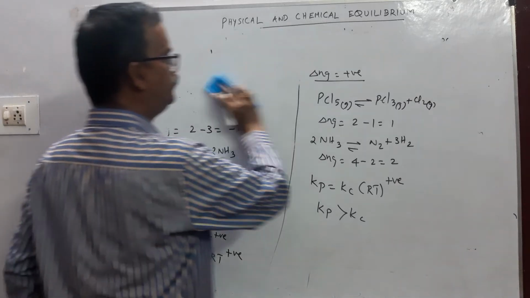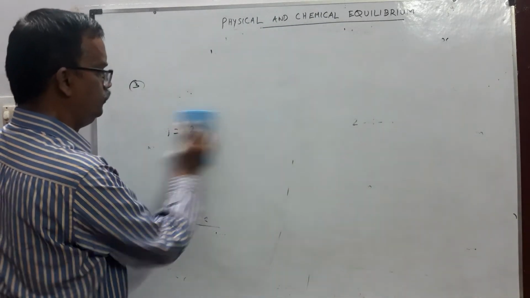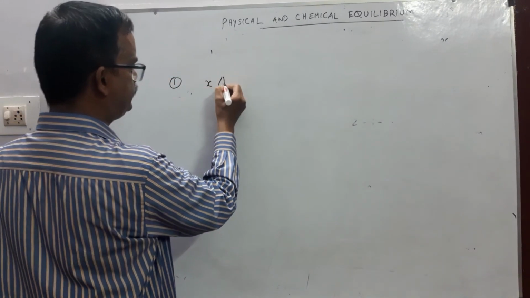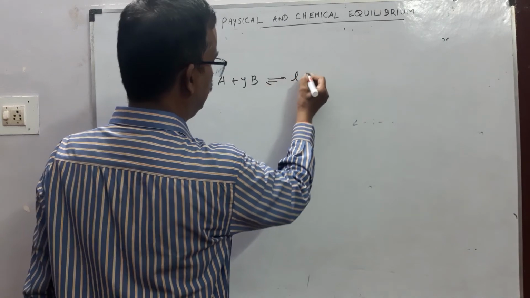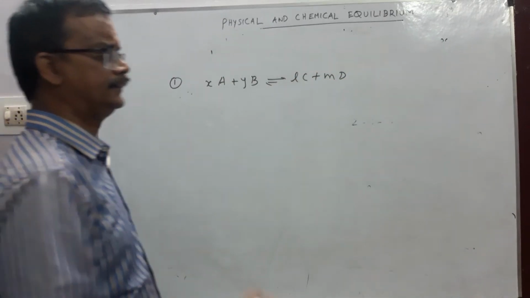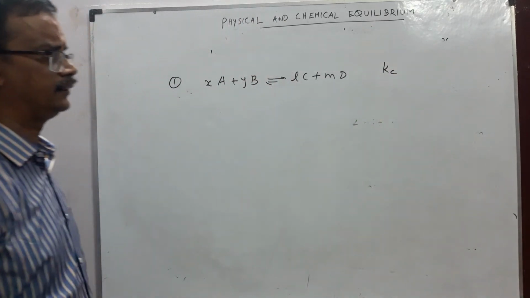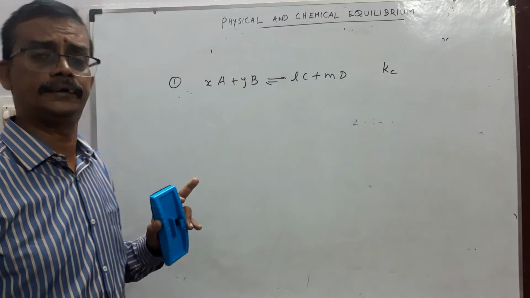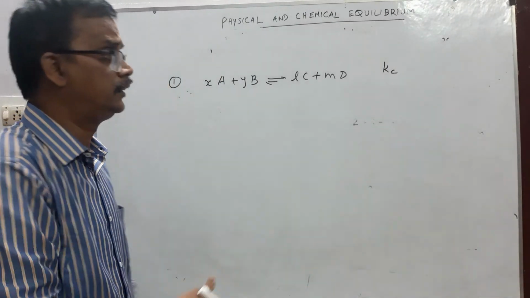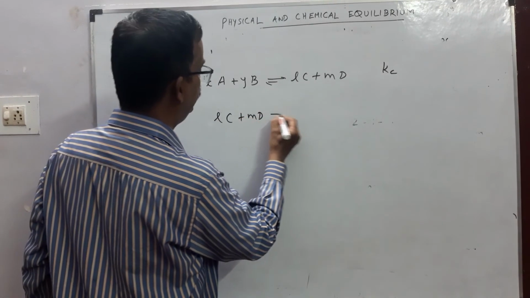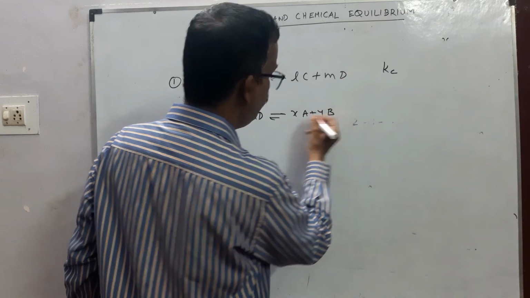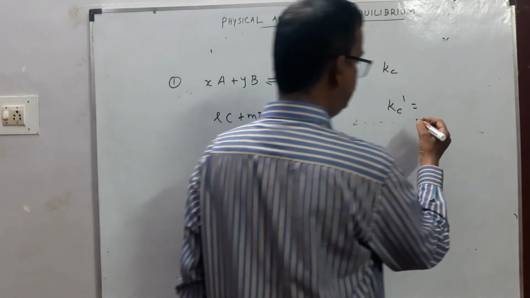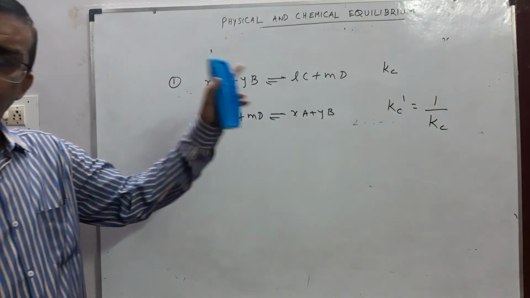Next, this is one point you should know, useful for NEET also. For example, xA plus yB gives lC plus mD. For this reaction, suppose the equilibrium constant for the forward reaction is Kc. If the reaction is reversed, lC plus mD gives xA plus yB, for this equilibrium reaction the equilibrium constant Kc dash is equal to 1 by Kc.